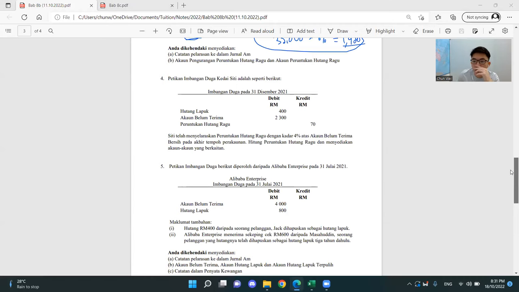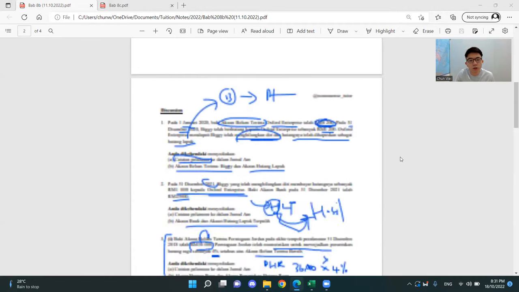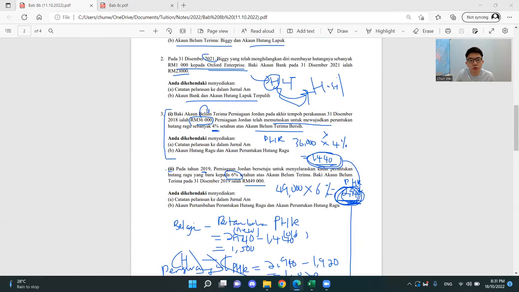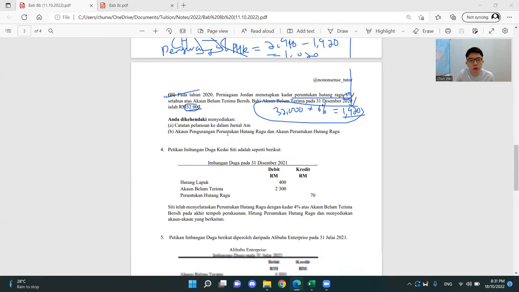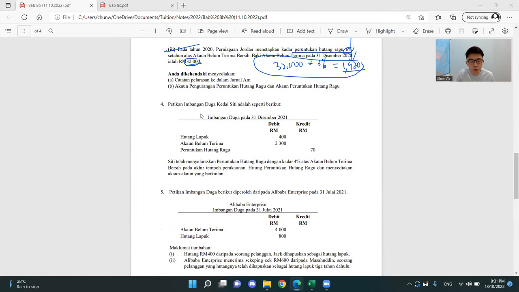All right, so we are at Bab 8B, hutang lapuk terpulih dan peruntukan hutang ragu. In last class we've done question one, question two, question three, up until question three. So we will continue to do question four today.